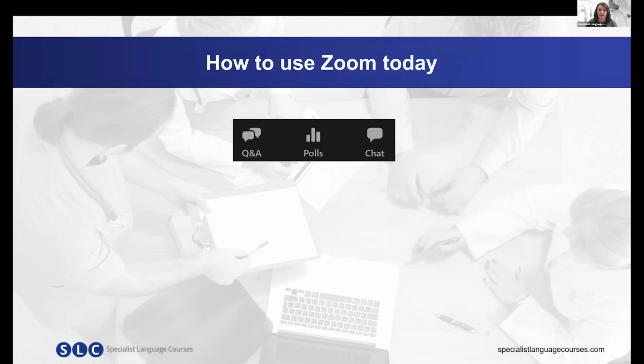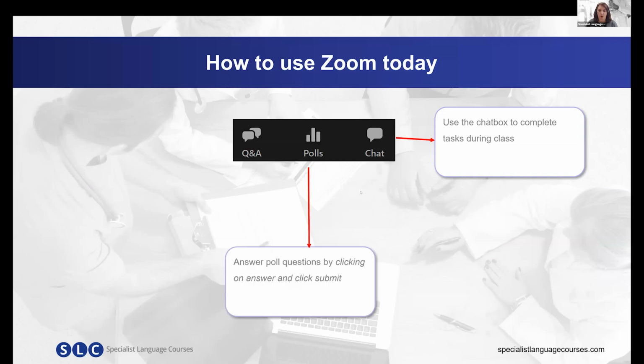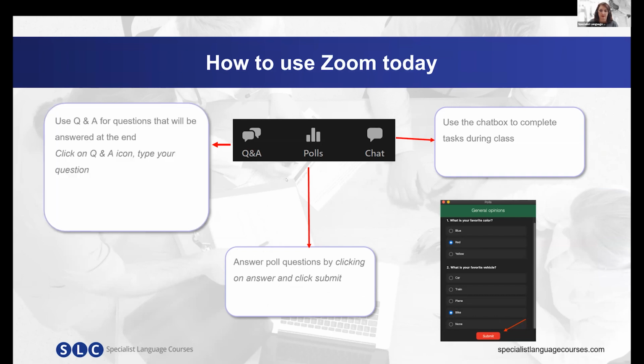We're going to be using the chat function. We'll use this for tasks during the class. We'll be using polls. We'll launch a poll question and you answer by clicking on the answer that you want to choose and clicking submit. Then we'll talk through the answers. And then we have the question and answer function. If you have a question throughout the session, click on the Q&A icon and type your question, and I'll do my best to answer the questions at the end of the session today.